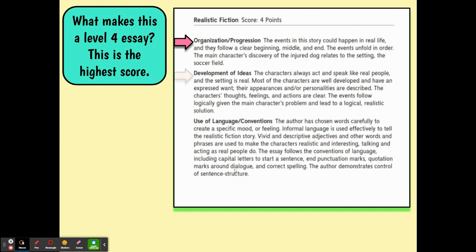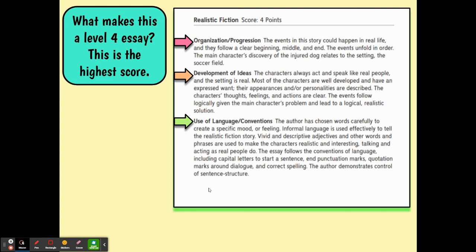Development of ideas. The characters always act and speak like real people. You don't have superpowers and they're riding on a dragon through a different kind of fantastical world. Save that for your fantasy and science fiction stories. This is realistic. So this story had characters and they spoke and acted like real people and the setting is real. So that is why they got a 4 for that.